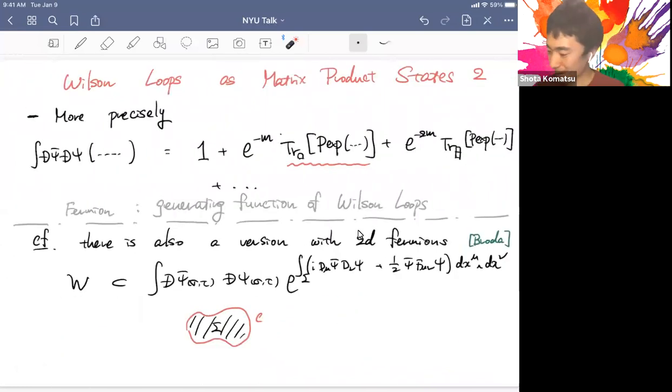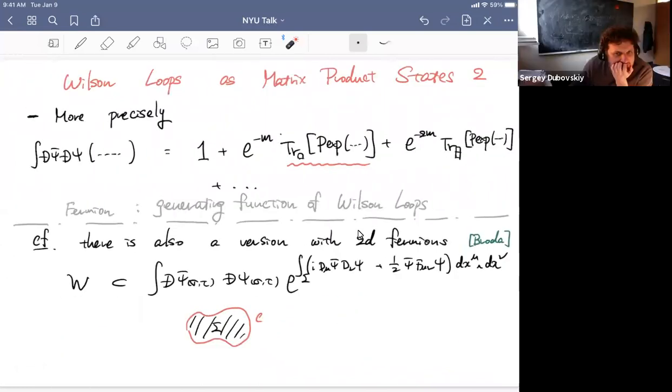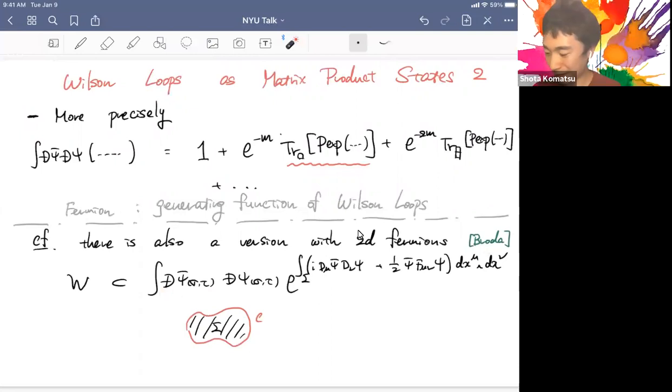Okay, so let me just finish this. This was proposed by Broda around 1990, I think. And this surface can be anything as long as it's bounded by the contour C. Okay, so this was a small comment.